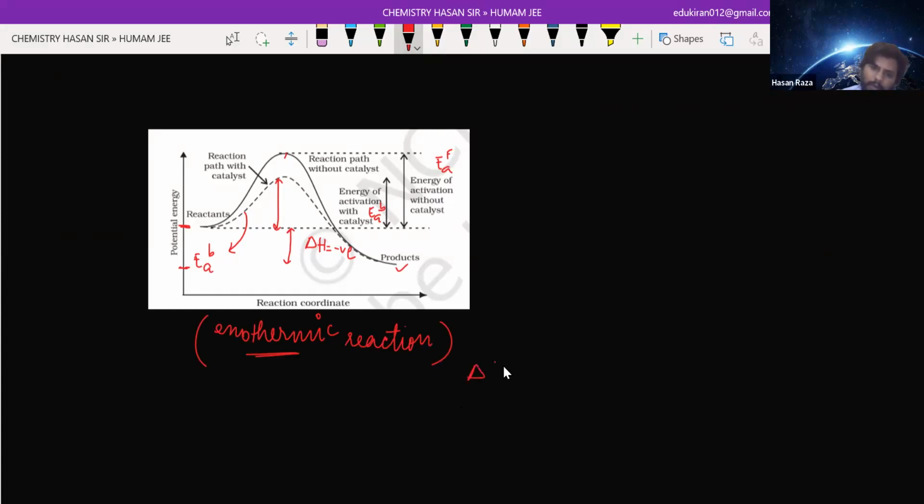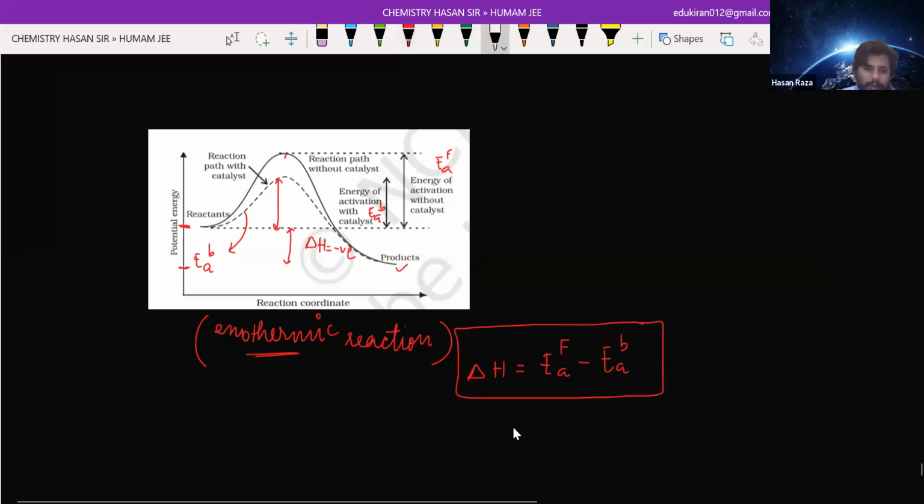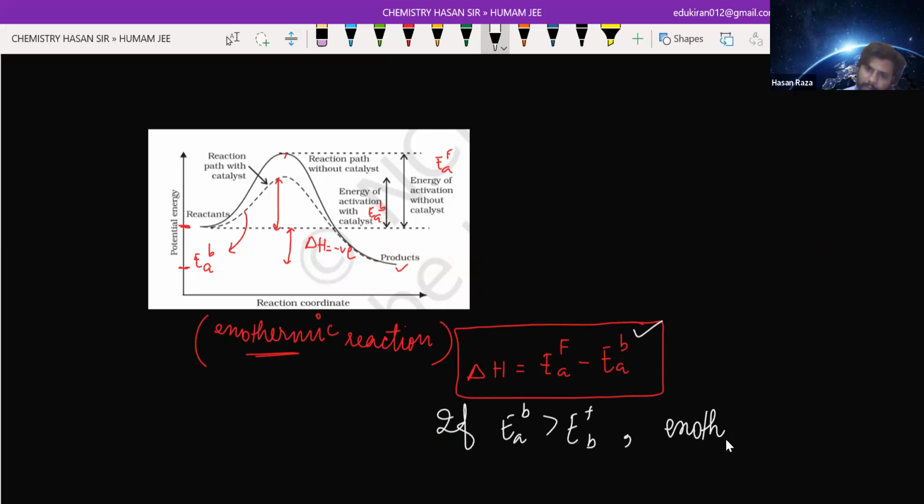So if you are going to calculate, delta H will be equal to EAF minus EAB. F is without catalyst, B is with catalyst. Now, if this value EAB with catalyst is greater than without catalyst, then the delta H that you will get will be negative and it will be exothermic.